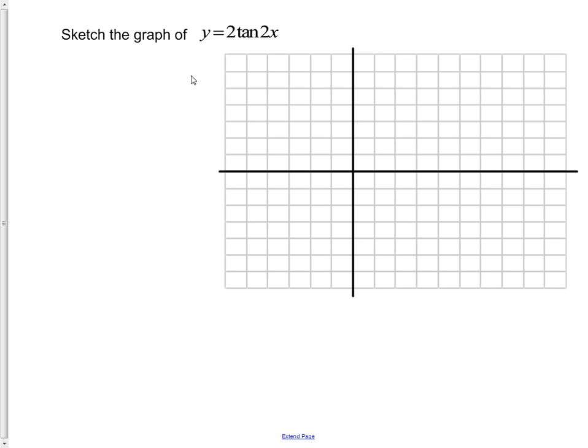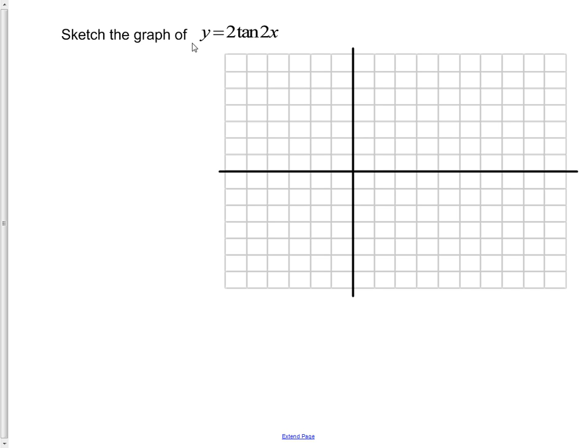So now let's talk about the process of how we might graph something like y equals tangent of 2x and how we're going to get this. The main thing that we have to know right here, of course, is what's going to happen with our asymptotes.